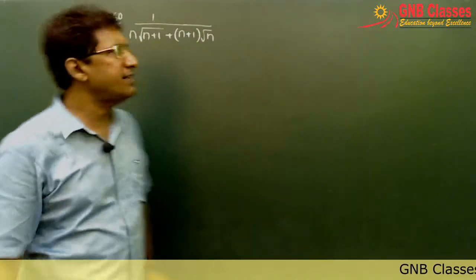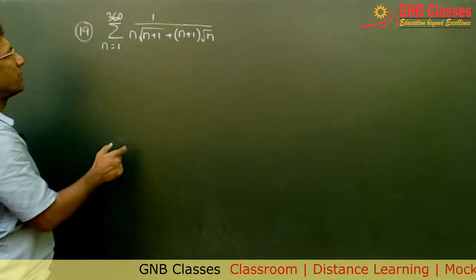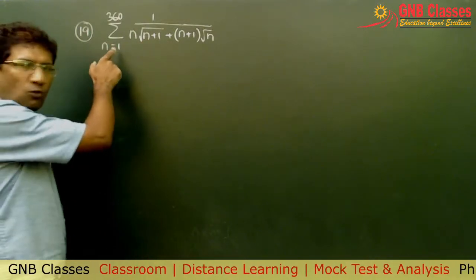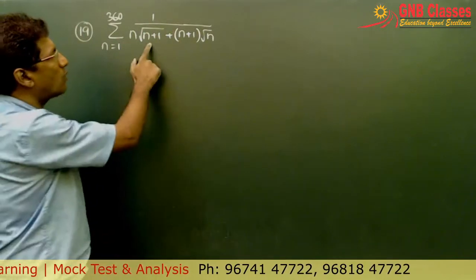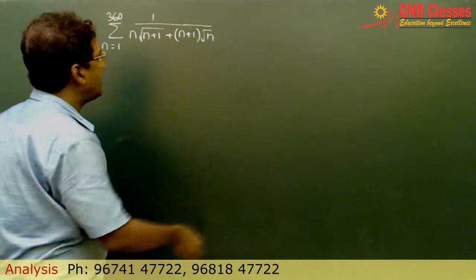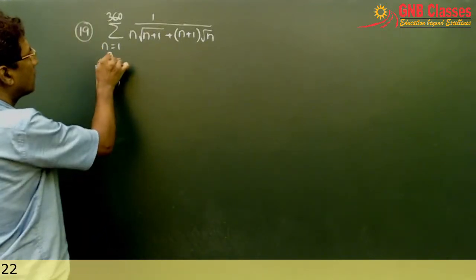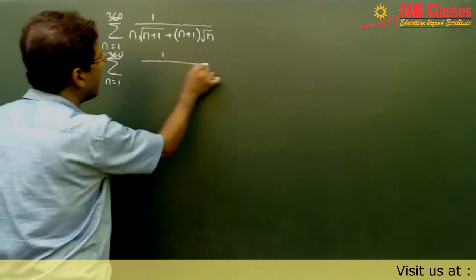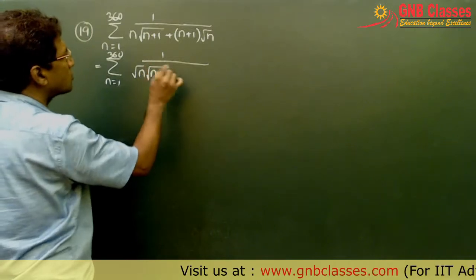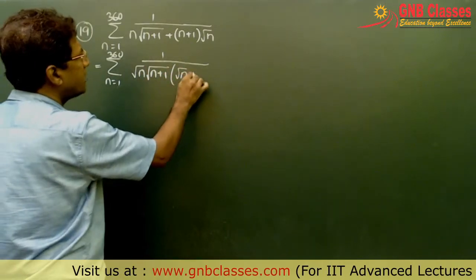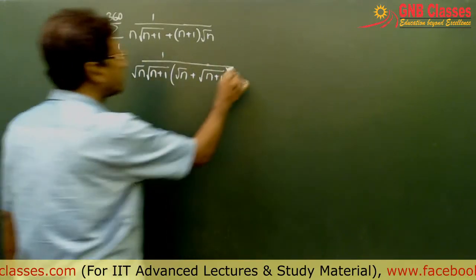In question number 19, they have asked us to find out the summation for this expression. It is sigma n starts from 1 till 360, 1 divided by n under root n plus 1 plus n plus 1 into under root n. So what I am doing here is, I am taking root n plus 1 common. So we are left with root n plus root n plus 1. Is it clear?